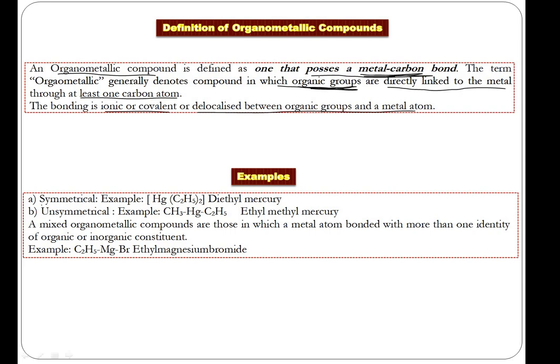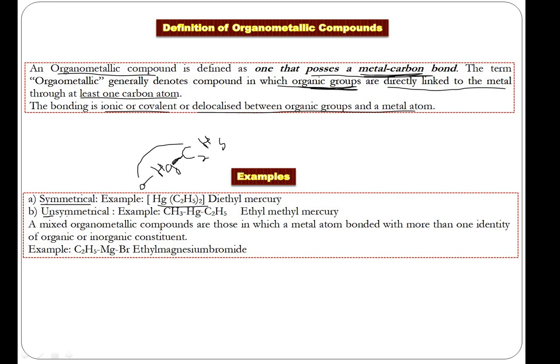Now examples. The first type of example is a symmetrical type. For example, dimethyl mercury. You have mercury here at the center, and this is attached to a C2H5 group on this side, that is your ethyl group, and on the other side also you have the ethyl group. Since the groups on both sides are the same, it is called a symmetrical organometallic, and you can see here the metal-carbon bond. This CH2 is the organic part and mercury is the metallic part.